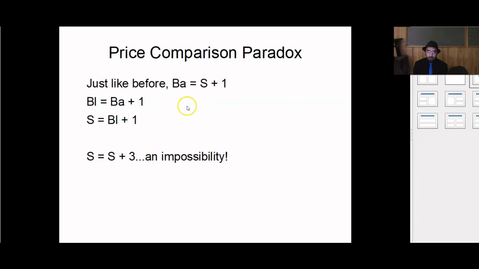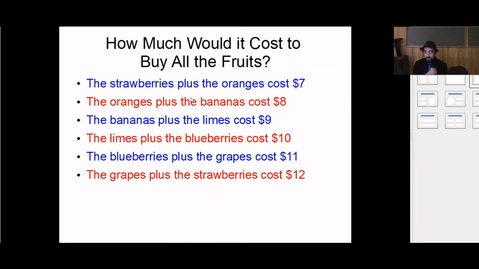Let's take another look here. What if we ask the question, how much would it cost to buy all the fruits, 1 package of each fruit? So you look at the 6 fruit case. I've now sort of color-coded the rules, or the facts that I have. If I look at these 3 in blue, strawberries plus oranges cost 7, bananas plus limes cost 9, blueberries plus grapes cost 11. So if I buy each of those 3 deals, then I'm buying 1 package of each fruit, and that's going to cost 27.